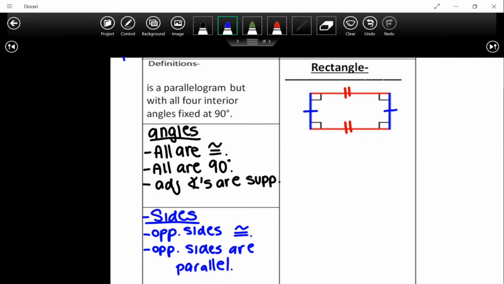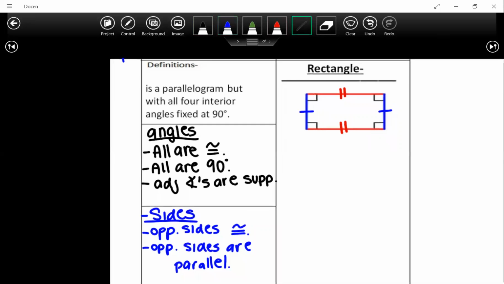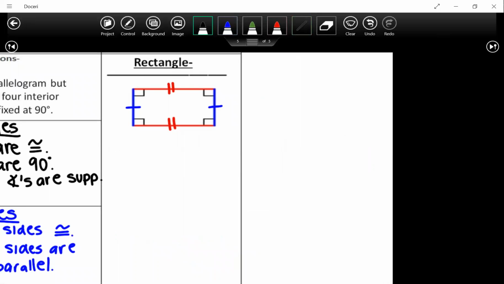So the only definition we need, we're good after that. Opposite sides are congruent, opposite sides are parallel. And now that's all the criteria we need to have. Looking at the next part would be our diagonals. And I'm going to write it. You guys can hopefully do it right below them as well.